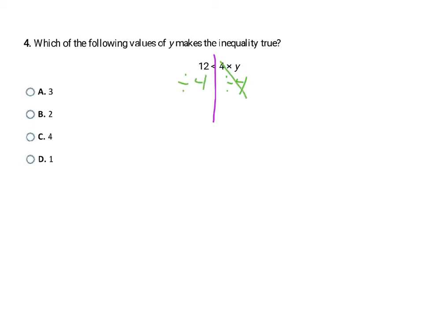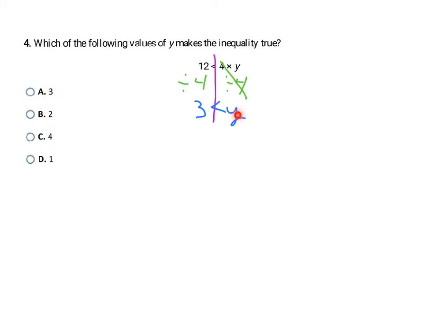And so these are going to cancel out. And I'm going to be left with just y. And then I still have my less than symbol. And then on the left side, 12 divided by 4 is 3. So here, it wants to know which of the values here is going to make this true. So which of these can I put in for y and it'll be true?